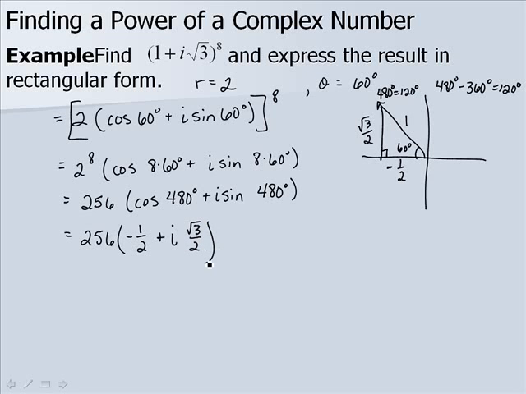Now we'll distribute 256 to both, and when we do that, we'll see that we get a value of negative 128 plus 128i times the square root of 3.